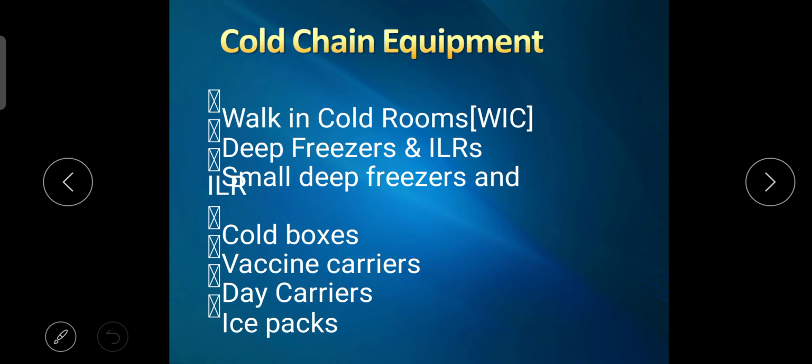Now I am going to tell you the equipment needed for the cold chain system. That is walk-in cold room, deep freezer, or small deep freezer, and ILR, that is ice lined refrigerator, cold boxes, vaccine carriers, day carriers and ice packs.